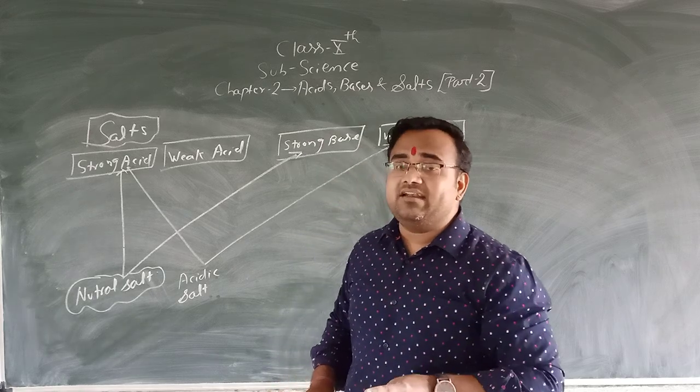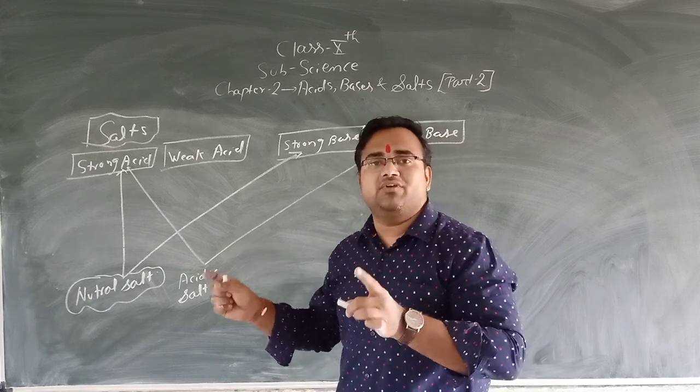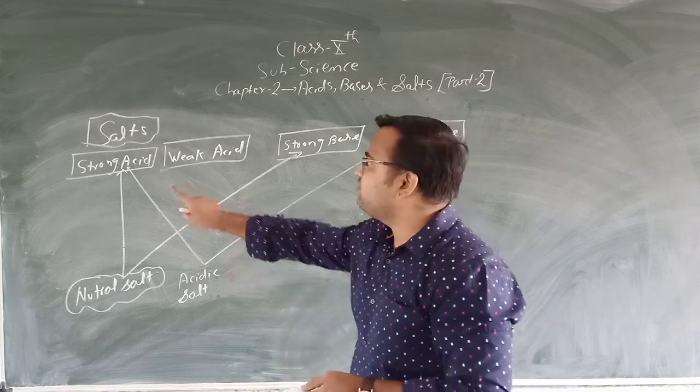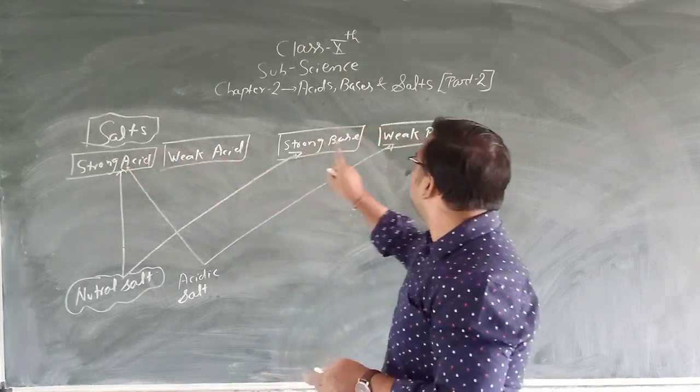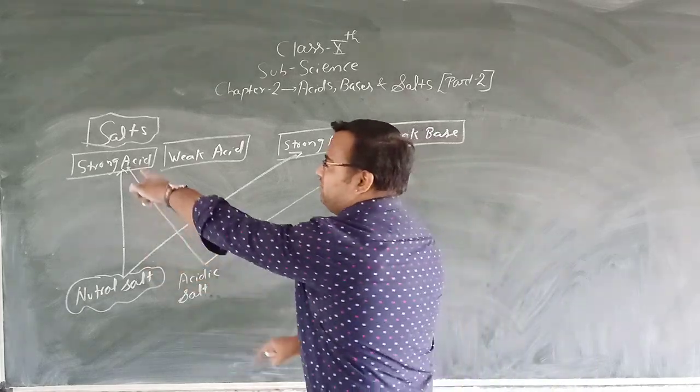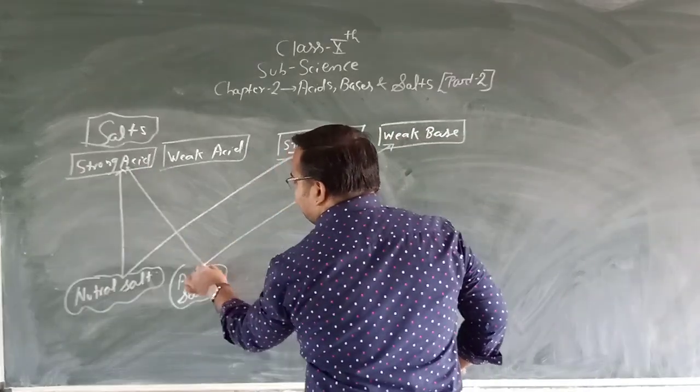But if one component is strong and another is weak, the dominant character will be strong. And who is strong here? Strong acid, weak base. The salt will be an acidic salt because the acid is strong here.